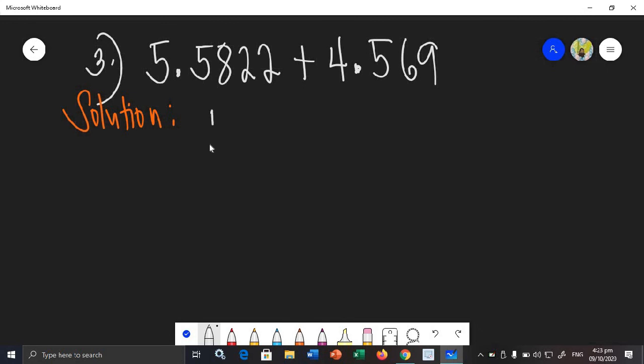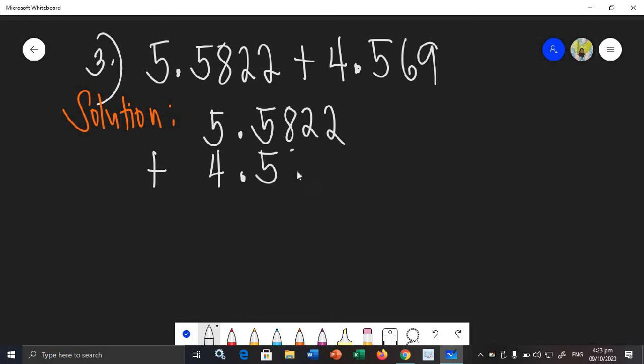Okay? So, 5.5822 plus 4.569. So, kailangan tapat-tapat yung same ng place value. Let's check if tapat-tapat. Magkatapat yung whole number, yung ones. Okay? Magkatapat yung tens, yung hundreds, yung thousands. Yung 2, wala siyang katapat. Therefore, we will assign 0 para magkaroon siya ng katapat. Ayan, may katapat na siya. And then, 10,000. Tapat-tapat na sila. Therefore, wala tayong problem. Let's add.